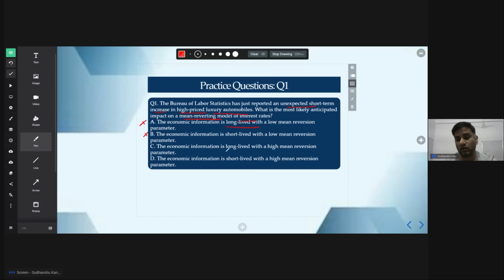Then we have the economic information is long lived with a high mean reversion. Long lived is again wrong. The economic information is short lived with a high mean reversion. That makes sense when you have high K, right? High speed of mean reversion, as you are looking at the mean reverting model. So you know that temporary information is quickly pulled back. So economic news duration is shorter with high K.